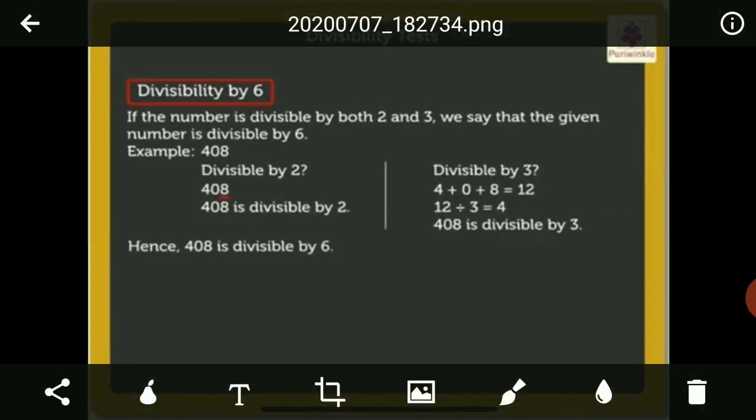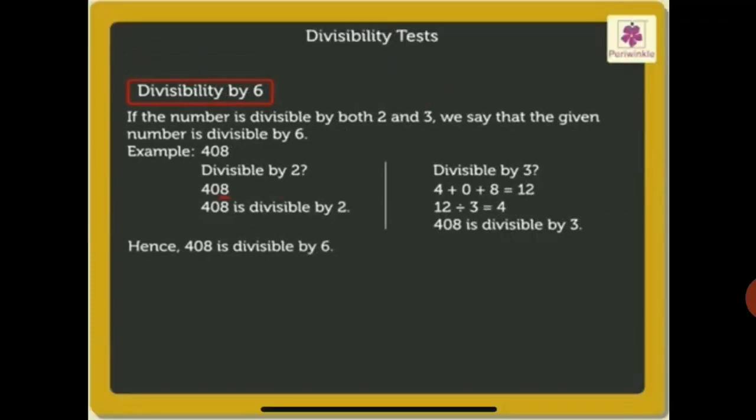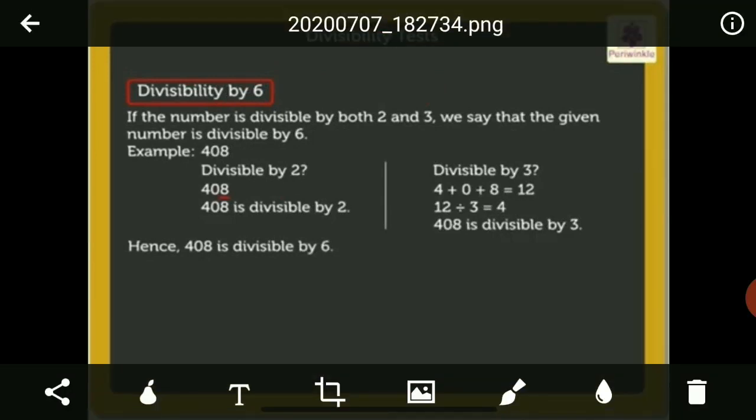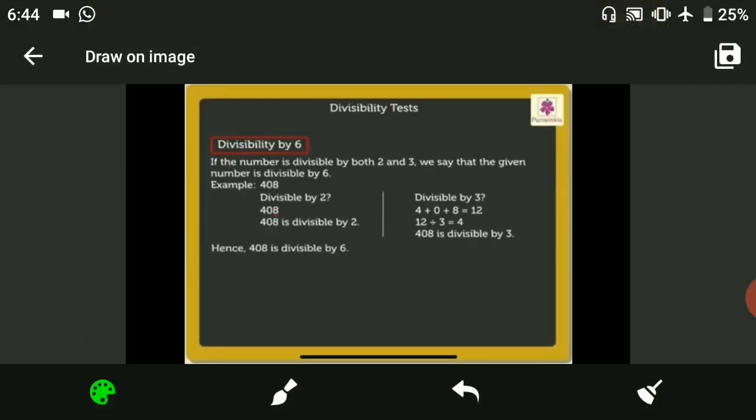Now, divisibility by 6. How can we check the divisibility of any number by 6? If I find the factors of 6, 2 times 3 is 6. It means that for divisibility by 6, we have to check the divisibility firstly by 2 and then by 3. Clear? How do we do it? See here, 408 is given. In 408, at the end, 8 is given. It is an even number, so it is divisible by 2.